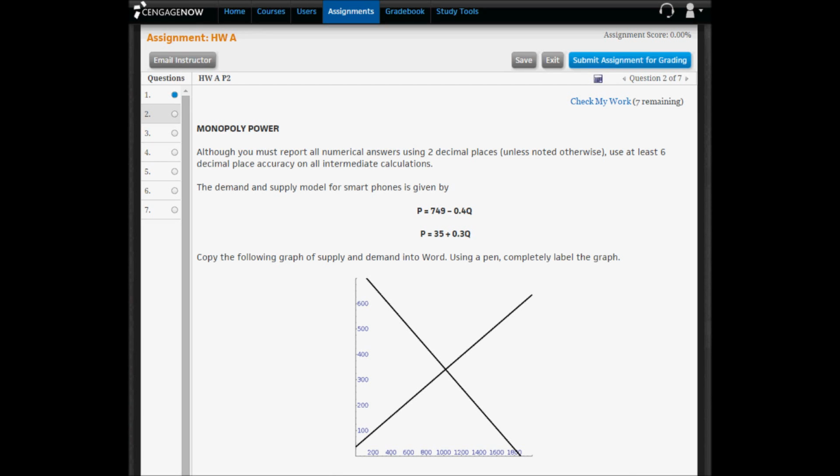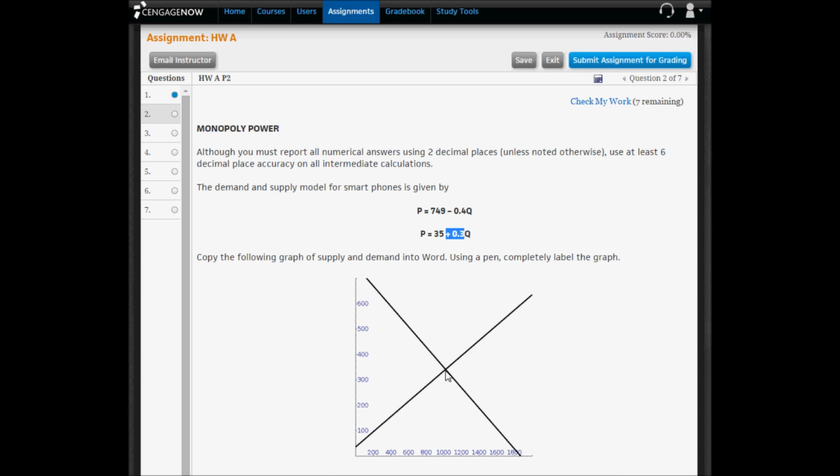In problem 2, we explore monopoly power further. First, we look at price discrimination, and then we look at price determination in an oligopoly using game theory. So here we have the demand curve, because there's a negative slope, and the supply curve, which has a positive slope. Here's demand, here's supply, this is price, and this is quantity.